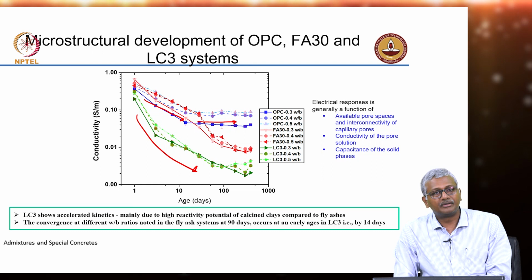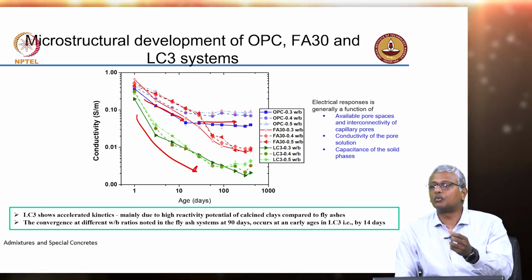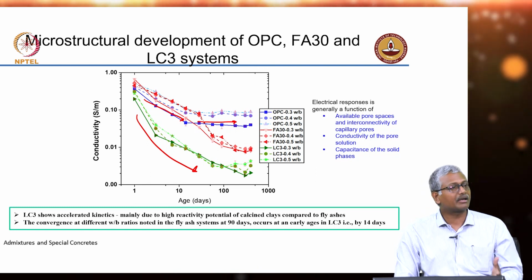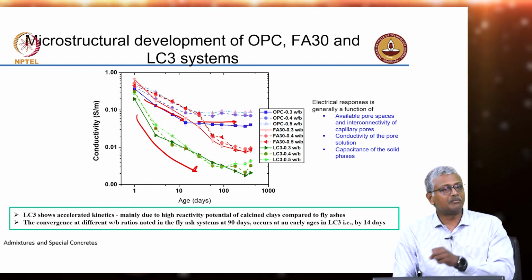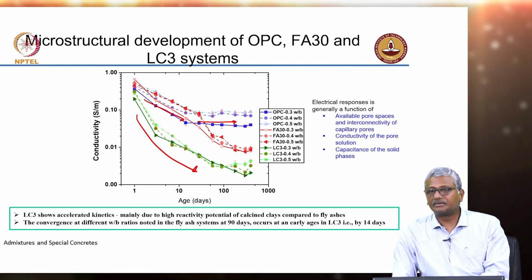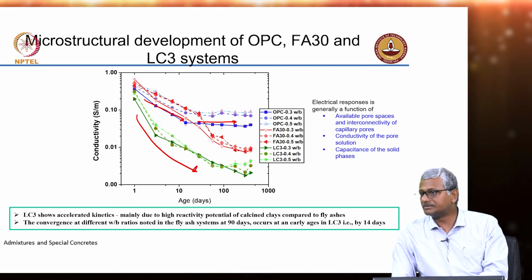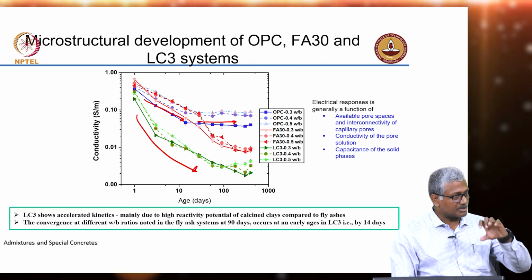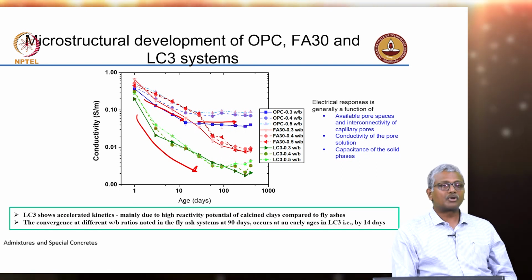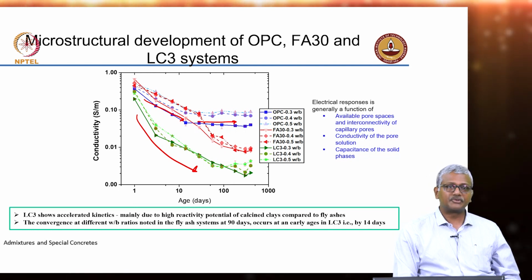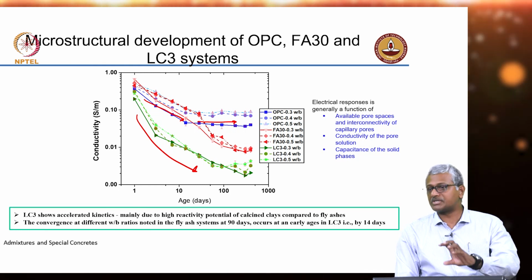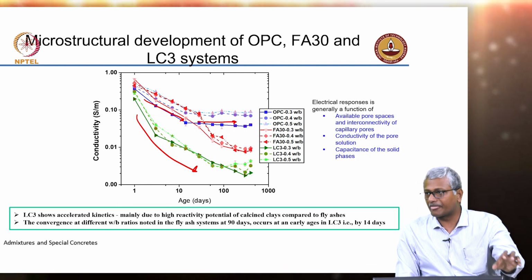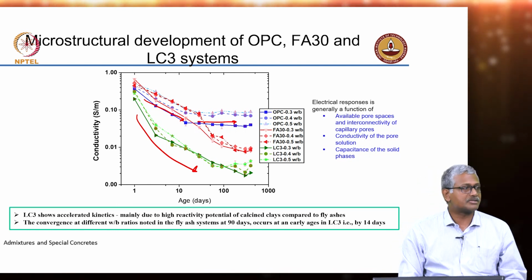right. What is LC3 doing? It is capturing more of calcium hydroxide. All the alkalis that are in the system are getting bound in the amorphous structure. So, there is not much alkali available in your system, pore solution conductivity goes down. So, overall conductivity also goes down. So, you have to look at conductivity as a composite effect of reduction in permeability plus reduction in the ionic strength.